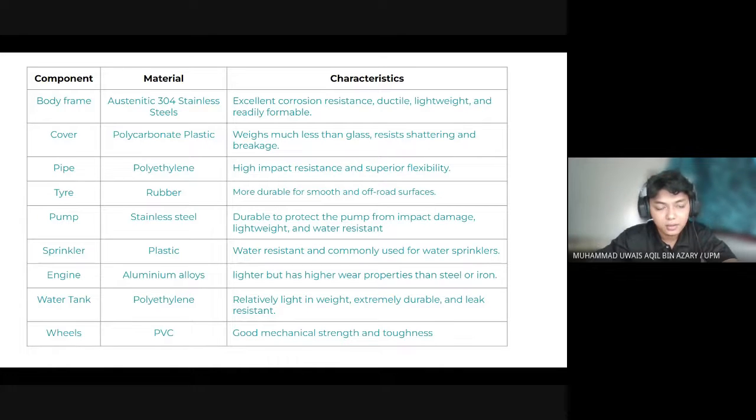For the engines, usually engines use aluminum alloys because we want to minimize the mass. So it is suitable for our project to use aluminum alloy because it is lighter, but has higher wear properties than steel and iron. And for the water tank, we will use the same as the pipe, which is polyethylene, because it is relatively light in weight and extremely durable. For the wheel, we will use PVC because it has good mechanical strength and toughness.